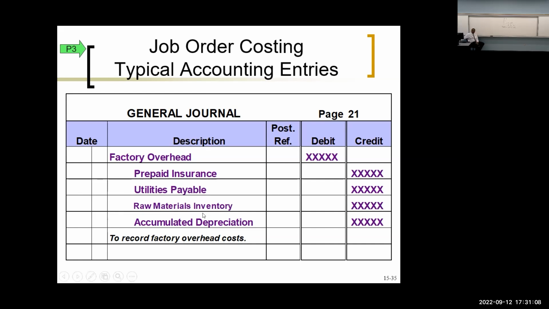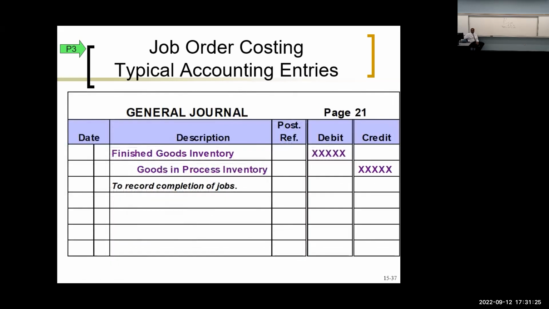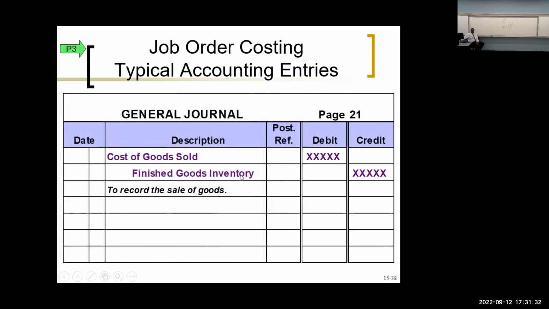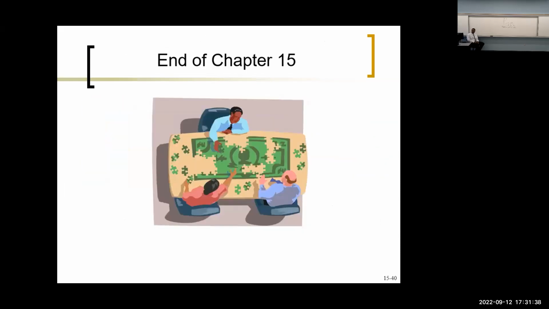Then when the good is ready to be moved from goods in process over to finished goods, first thing you're going to do is debit goods in process with the factory overhead. And then second, you'll debit the finished goods with goods in process. And then when it's sold, you would debit cost of goods sold, credit the finished goods inventory. And that's it. Questions on chapter 15?